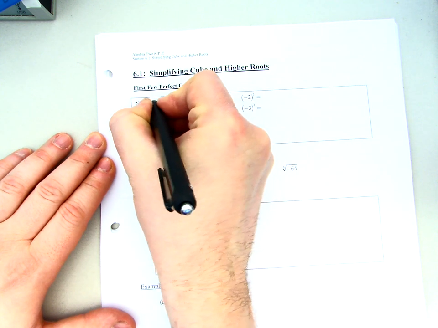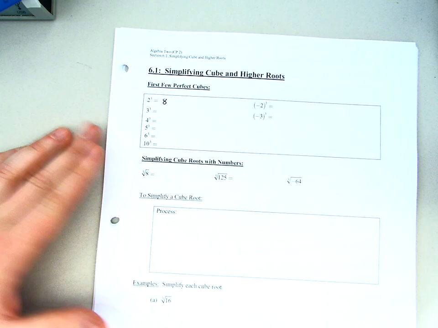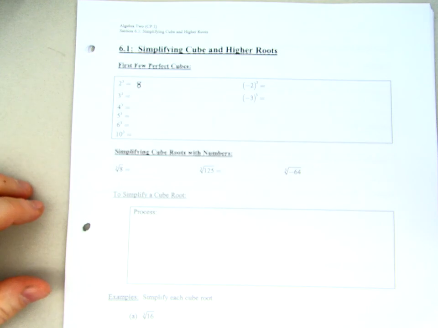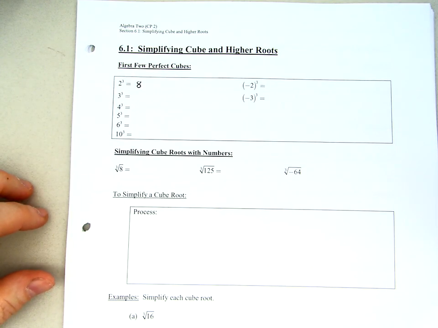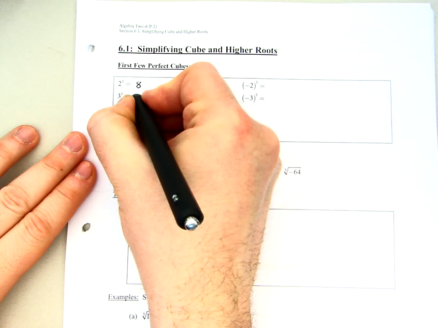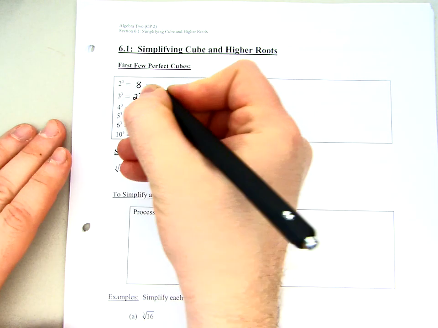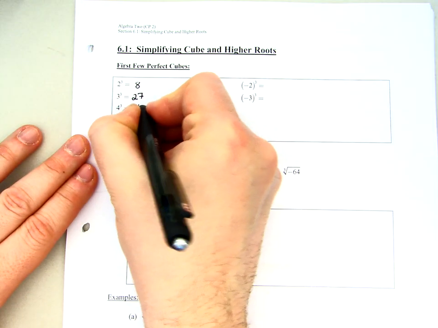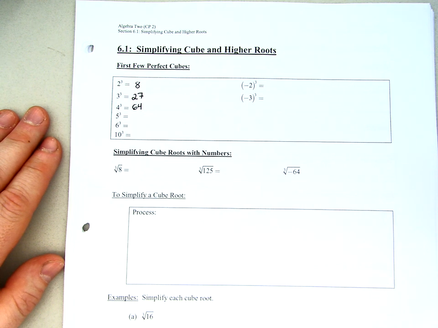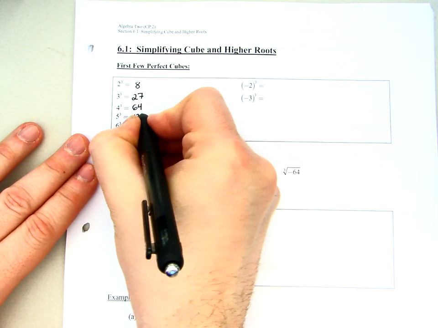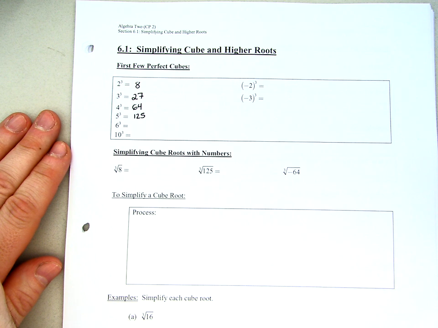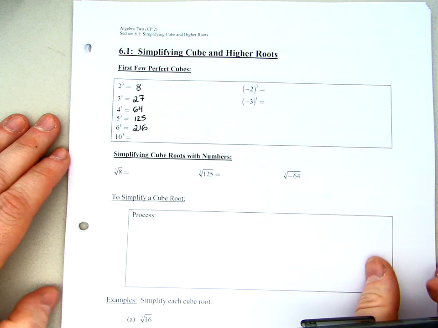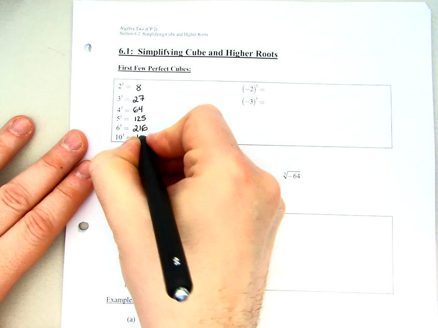2 cubed is 8. 2 times 2 times 2 is 8. Okay, hush. 3 cubed. That people tend to get wrong, it is not 9. It is 27. 3 cubed is 27. 4 cubed is 64. 5 cubed, 125. 6 cubed, 216. And the next really important one is 10 cubed, which is 1,000.